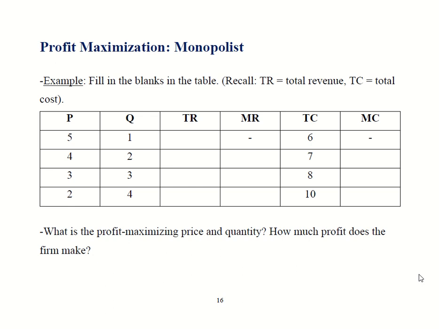So here is a numerical example. I've given you price and quantity for a monopolist. I've also told you what the total costs are. TC is total costs. So here's your job. Calculate all the blanks here. Find total revenue, find marginal revenue, find marginal cost. Once you've done all that, find the profit maximizing price and quantity. With that information, you can then find what is the firm's profit.